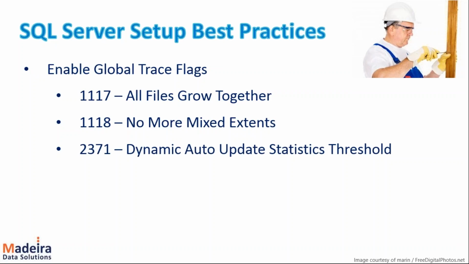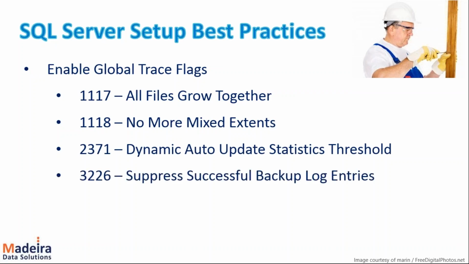Trace flag 2371, I'll talk about that later, changes the auto update statistics threshold. It is recommended to use trace flag 2371 and 3226. Without trace flag 3226, every time a successful backup completes, SQL Server will write an entry in the error log. With this trace flag, it will not do it. I don't see a reason why we need all those messages.